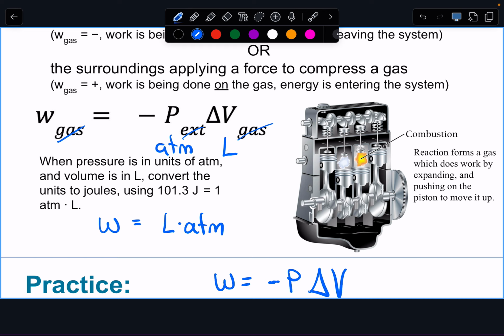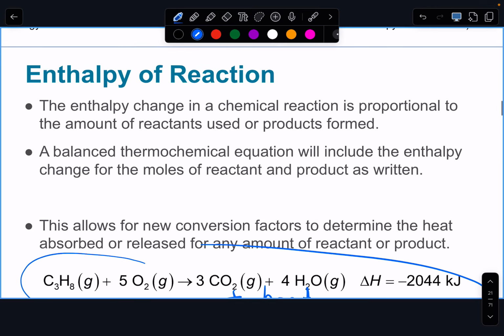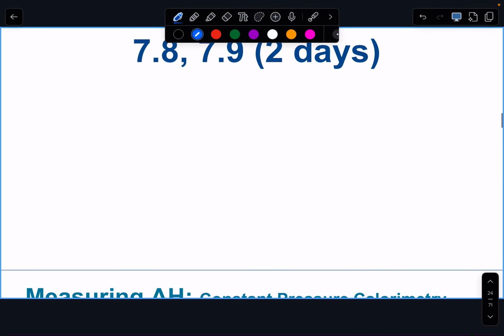And that's not what we use for heat, and that's really not what we use for any other energy unit. So you're almost certainly going to need to multiply that by 101.3 joules per 1 liter atmosphere. That's in your exam equation sheet. If it isn't, I'm sure it's in the question. But just be aware of that, because you can't add Q and W unless they're the same unit. So they need to both be in joules.